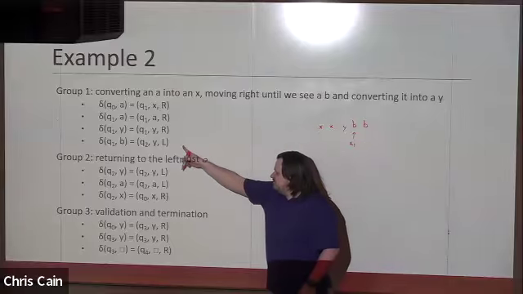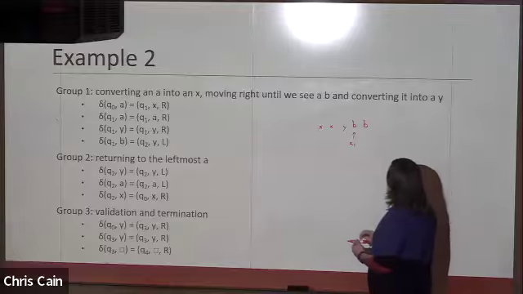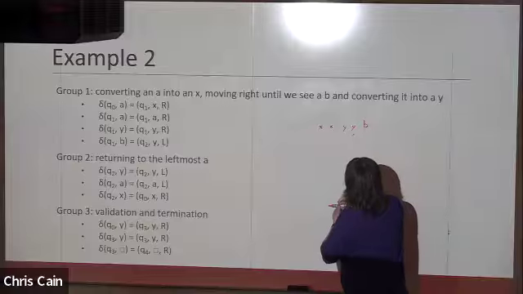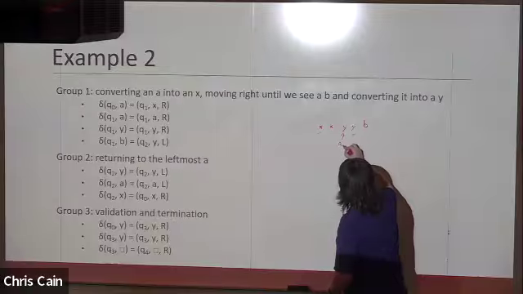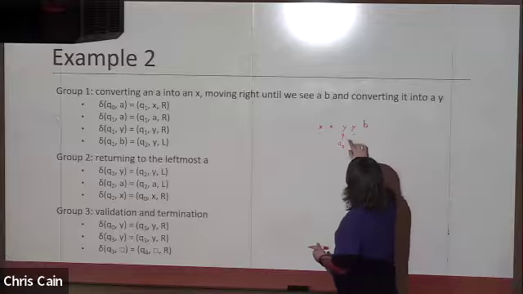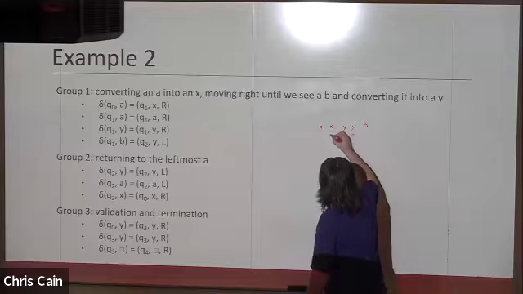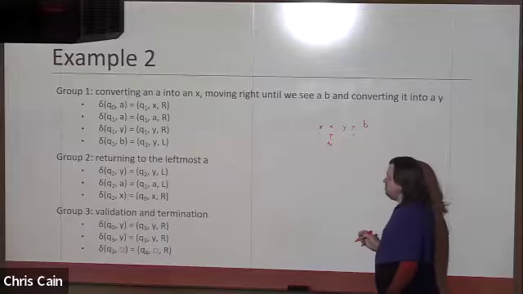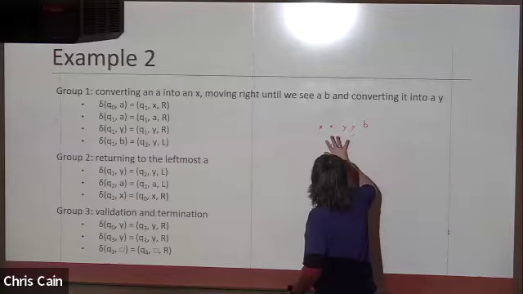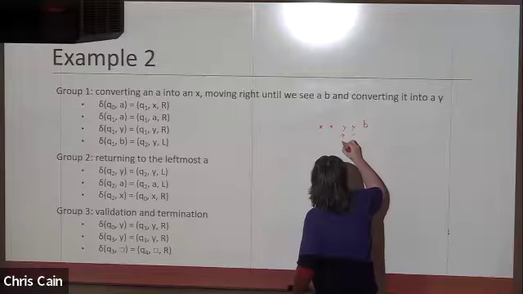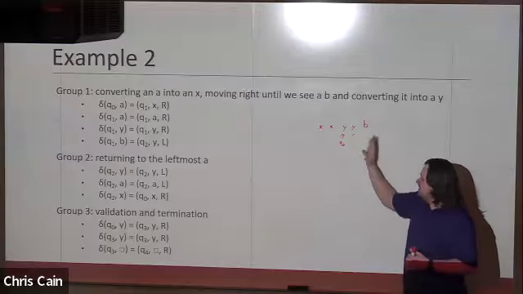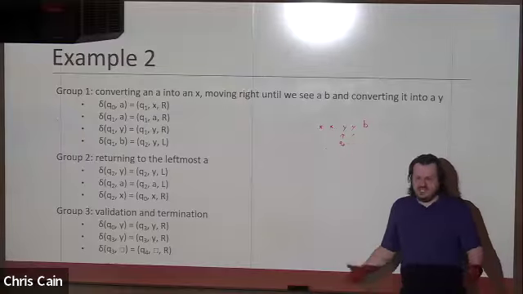And now we're pointing at the B, which tells us to convert that into a Y and move left. So we will convert to a Y, move left into Q2. And that tells us to move left until we see an X. So we will move left past this Y into there. Q2 pointing at an X tells us to move back to Q0. And we're back in Q0, pointed at the leftmost remaining A. In this case, there aren't any.